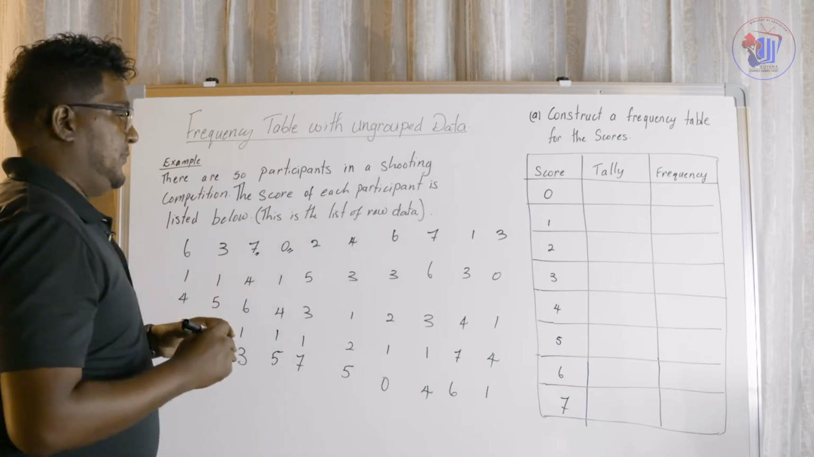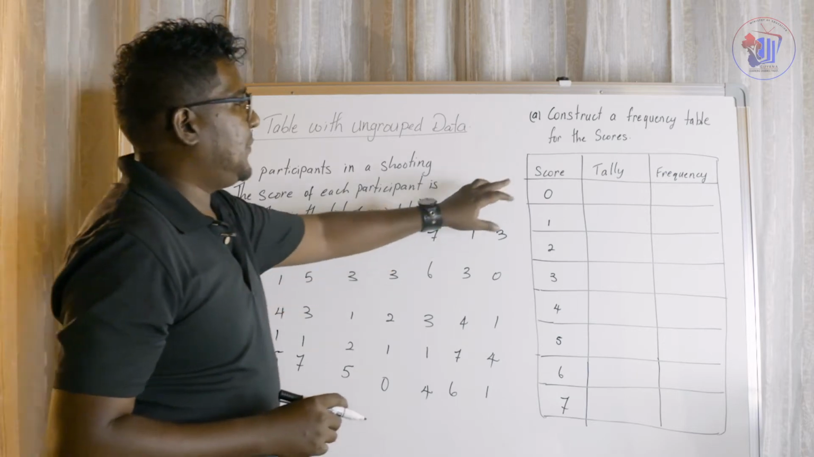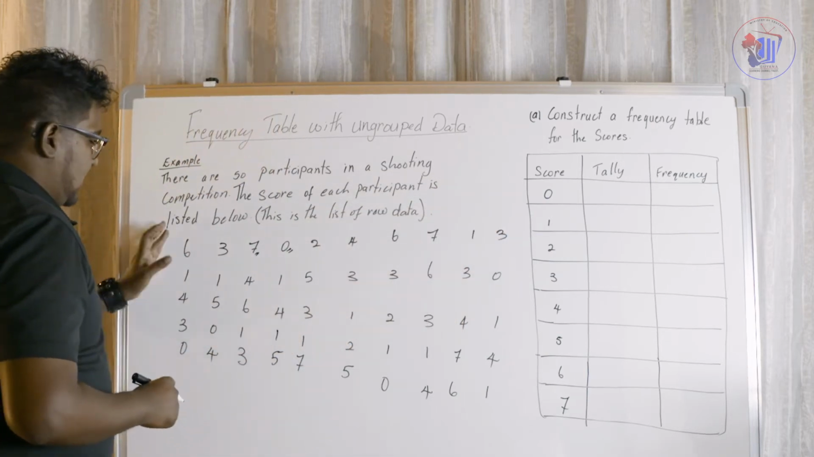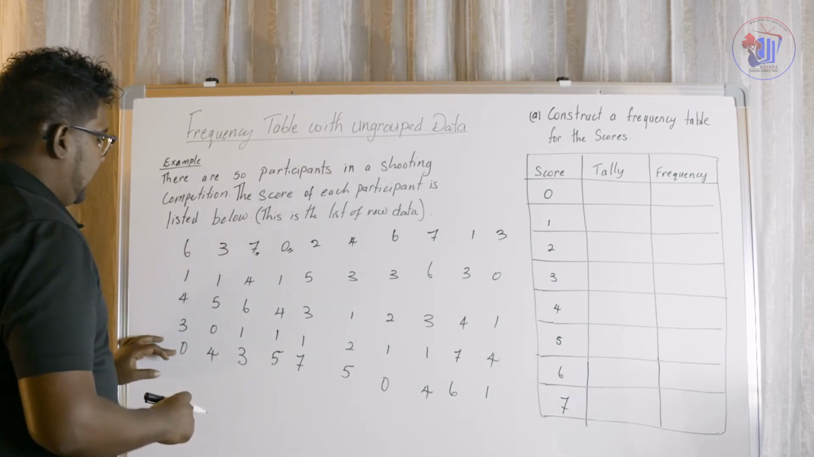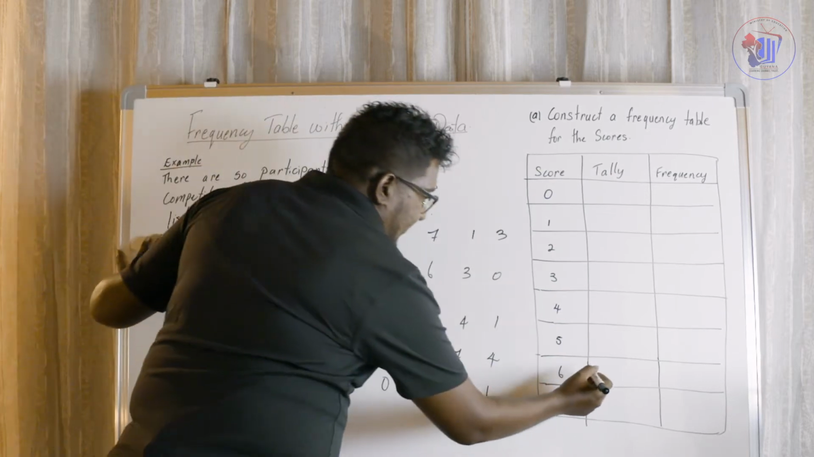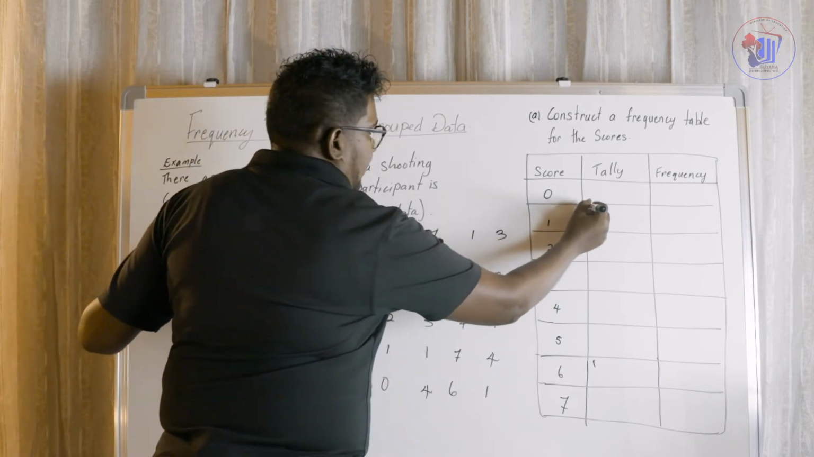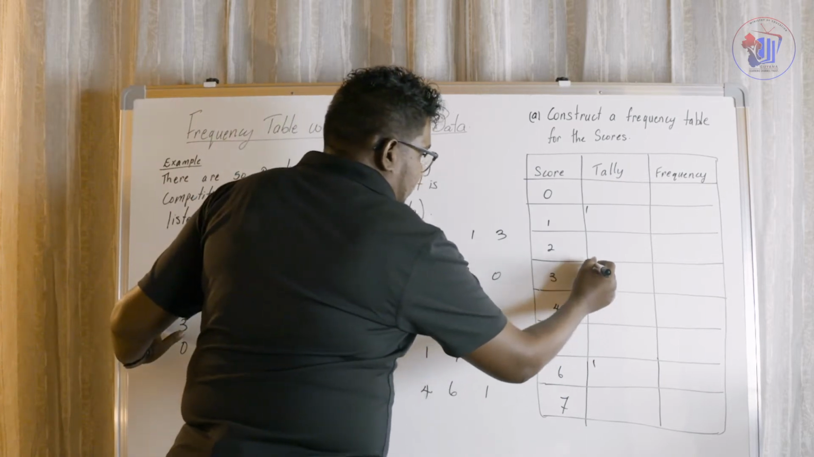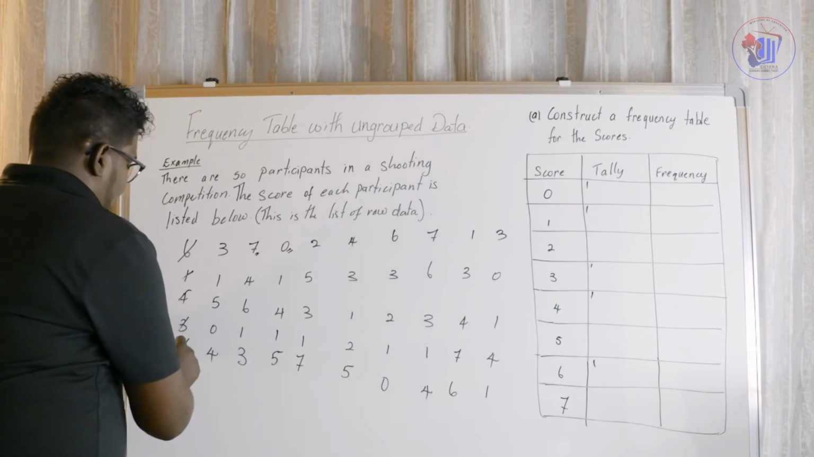Now what we have to do is go through each individual score and place them in the correct row. So we're going to work in columns. So we have 6, 1, 4, 5, 6, 1, 4, 3, 0. Where 6 is, I have to put a stroke, and I'm going to cancel this out. 1, 4, 3, and 0. So I'm done with this column.